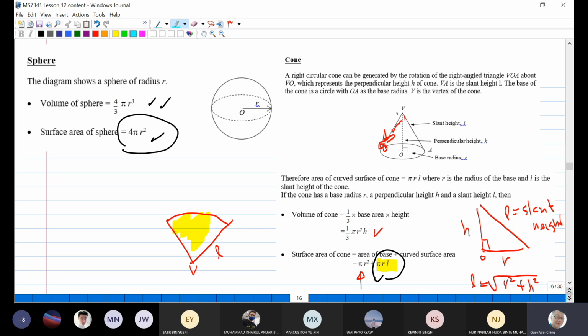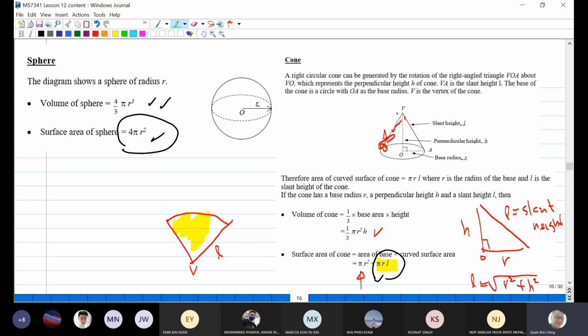So this is the sphere here, and there's a sphere on the left hand side. r is the radius of the sphere. So the sphere has a radius, everything depends on the radius. The bigger the sphere, the bigger the surface area, the bigger the volume. Then the next one on the right hand side is a cone.